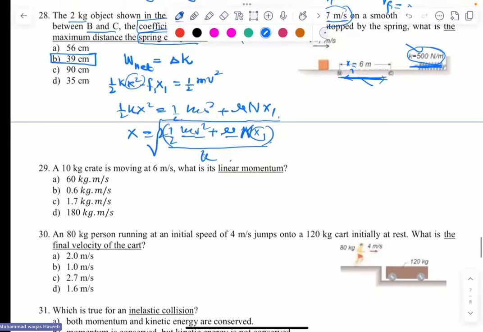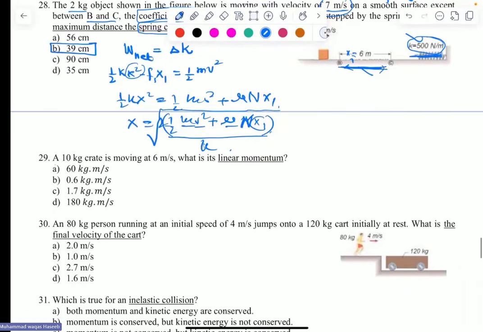Question number 29. A 10 kilogram crate is moving at 6 meters per second. Linear momentum, very easy. Momentum is mass times velocity. So 10 multiplied by 6 is 60 kilogram meters per second. Very easy.